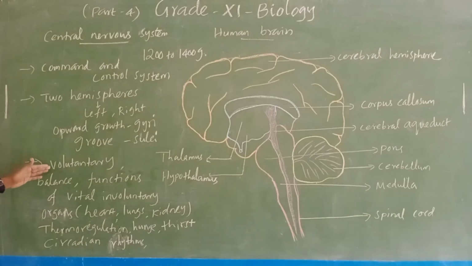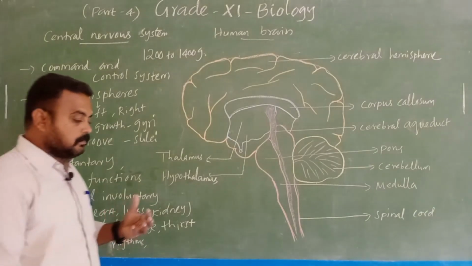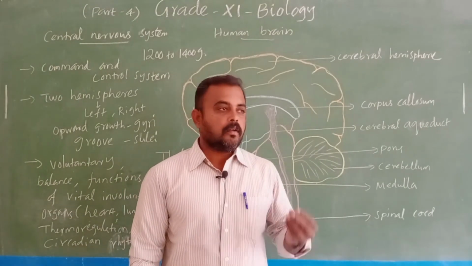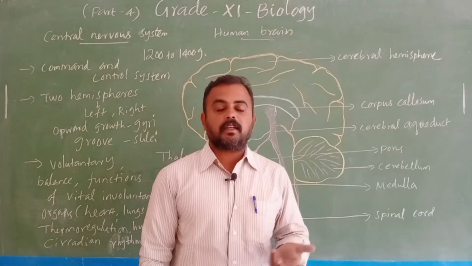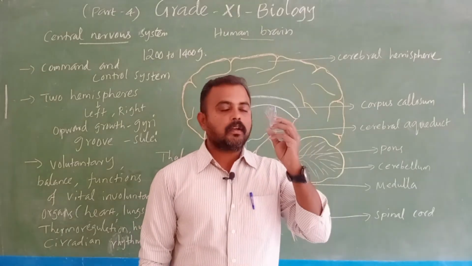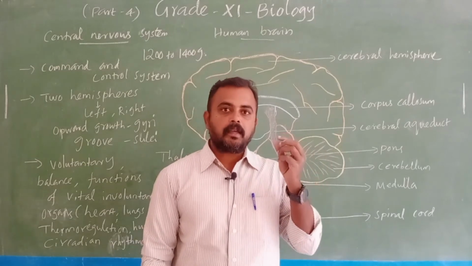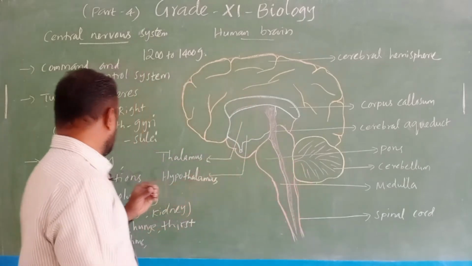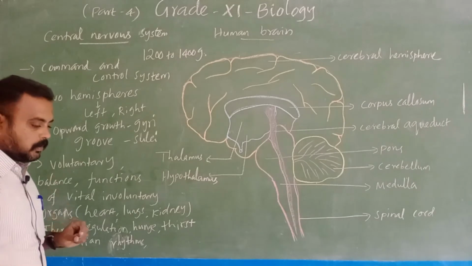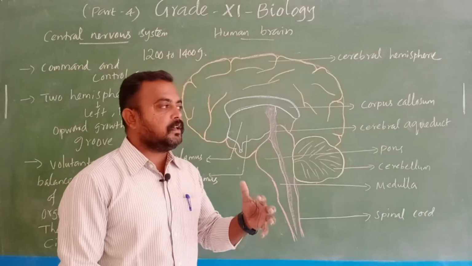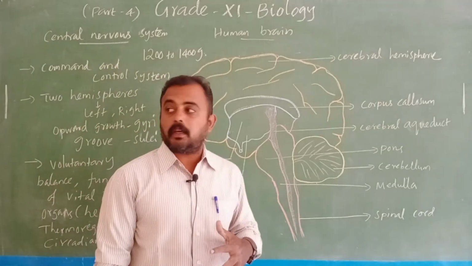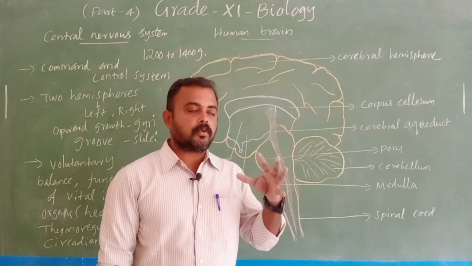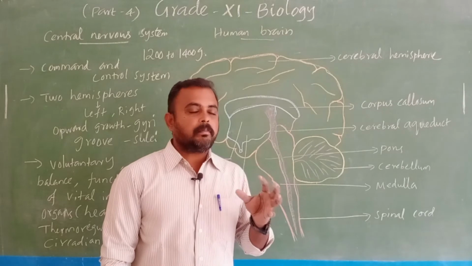Voluntary actions mean those controlled by our brain. Examples: walking, what we want to talk, opening and closing of our eyes. Sometimes we have reflex action also. Then balance of the body: when we are standing in one position, that is done by our brain, because if there is no control of the brain, we are not in balance.